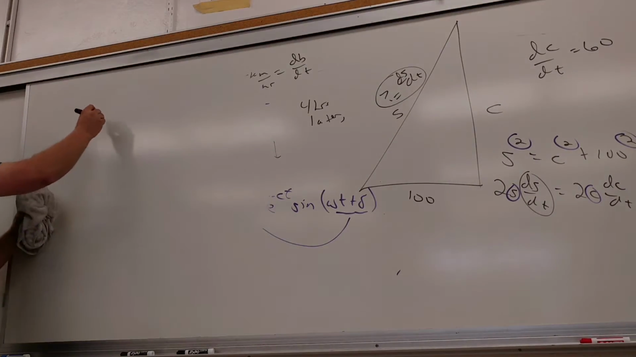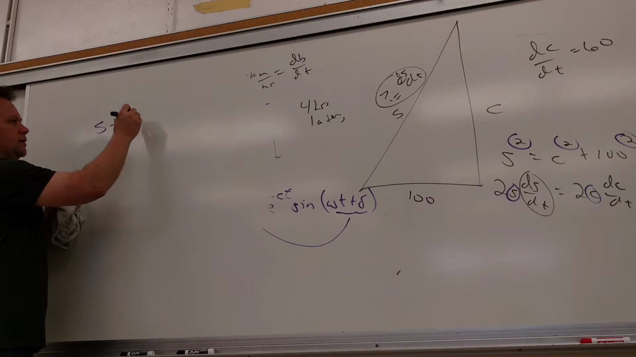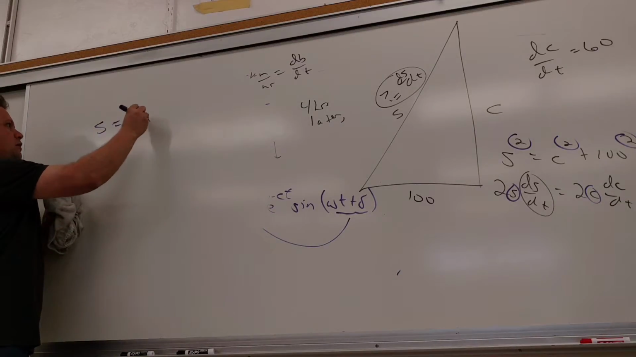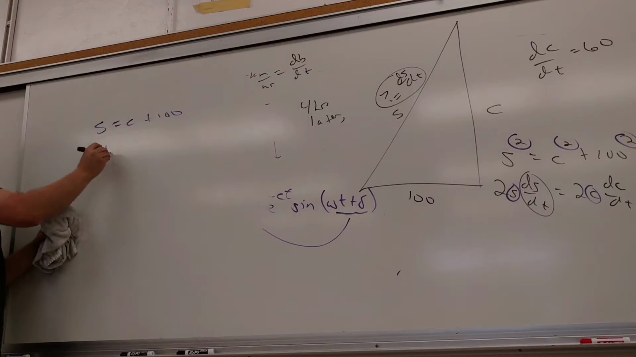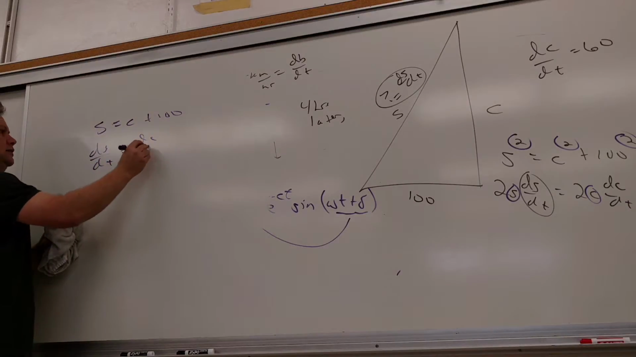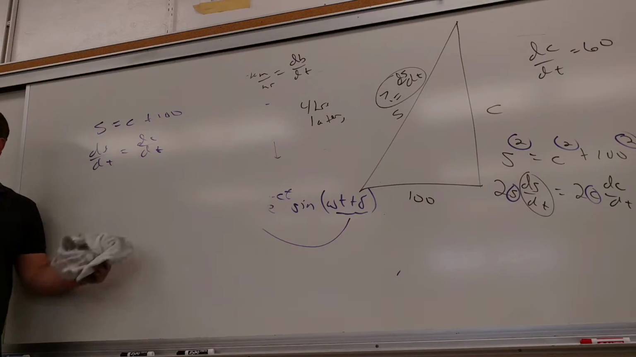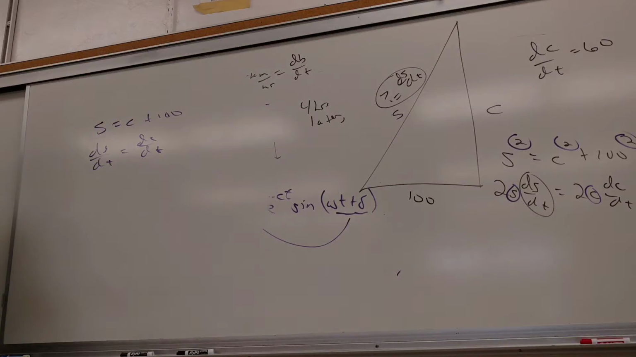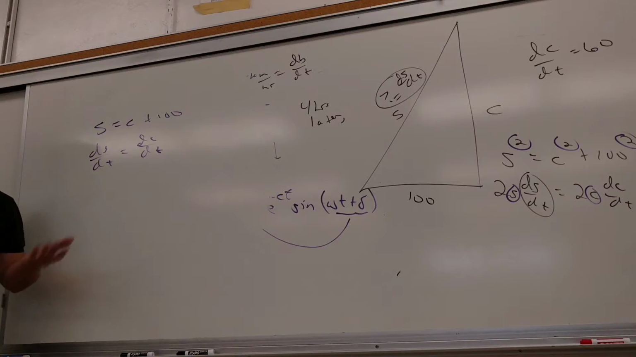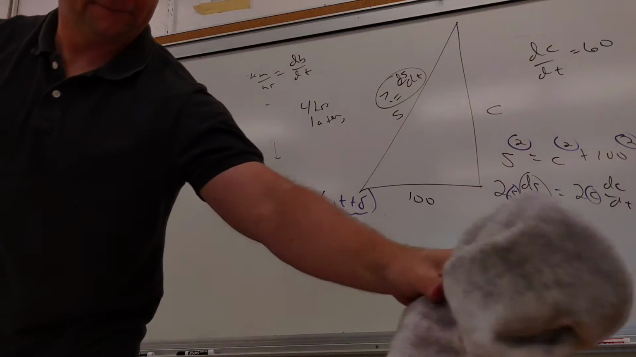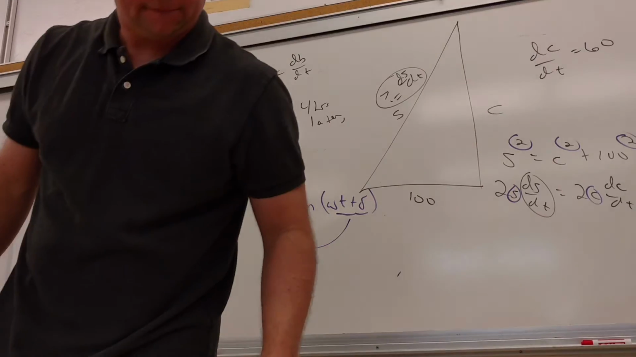If my function was s equals c plus 100, then I don't have to know squat. ds/dt equals dc/dt. Bam. I don't have to know the value of s because it doesn't show up. So there I figured out what x was, and I'm like, oh, I don't need to know that. All right, no big deal.